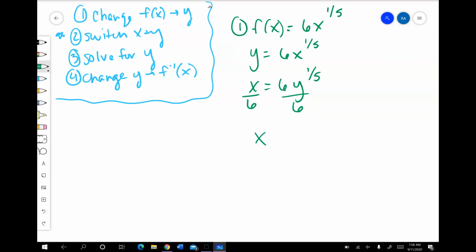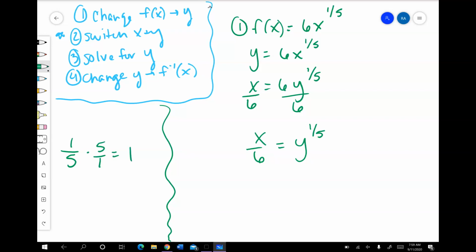So now I have x over 6 is equal to y to the 1/5. All right, so how do I get rid of that 1/5? Well, we're doing inverse operations to do inverse functions. So inverse operations cancel each other out, correct? So if you had the fraction 1/5, in order to cancel the fraction out, you have to multiply by the reciprocal. So I'm going to multiply by 5 over 1, and that all cancels out and gives me 1. Just like if I had 2/3, I'd multiply by 3 over 2, and that's going to cancel out and give me 1 also. So it's an exponent, so I'm actually going to raise it to the reciprocal, which is 5.